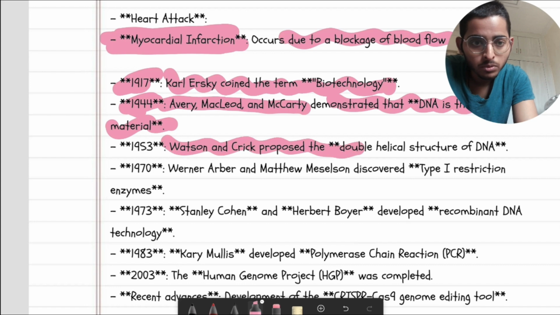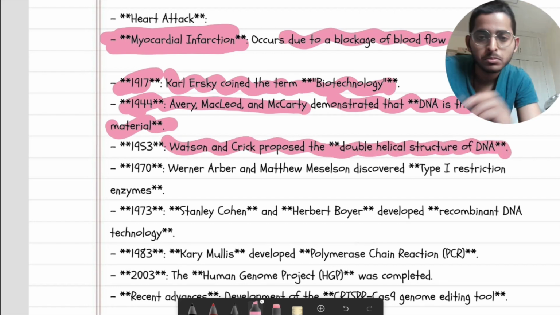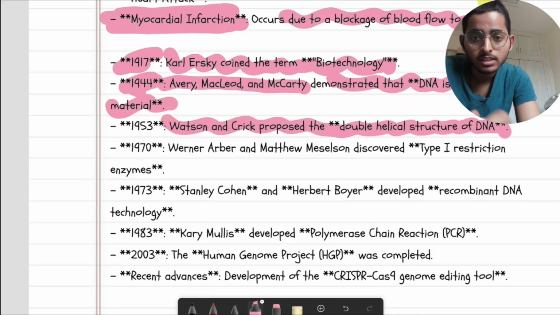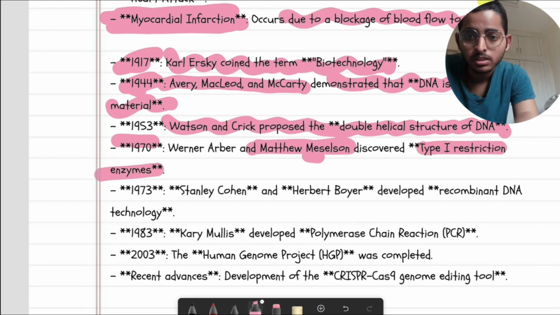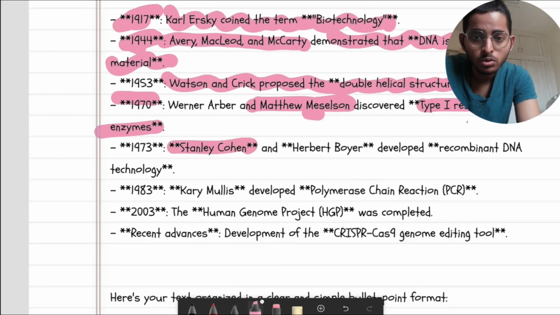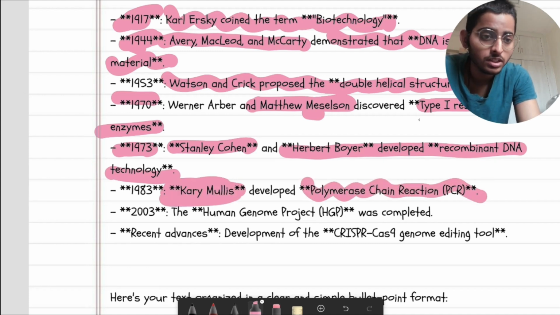Watson and Crick proposed the double helical structure or prototype of B-DNA, which is the most commonly occurring DNA. 1970, Werner Arber and Matthew Meselson discovered type 1 restriction enzymes. 1973, Stanley Cohen and Herbert Boyer developed the rDNA technology. 1983, the polymerase chain reaction, which is the molecular photocopying machine, and this will come up later as well.